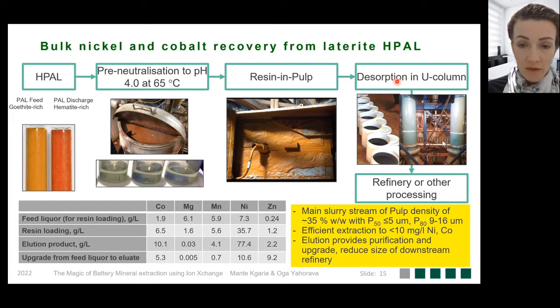So implementation of this technology allowed to improve the overall recovery of the nickel and cobalt, almost avoid the loss of the value metal into the residue, and also the size of the refinery circuit was much smaller if you will compare it with some of the alternative flow sheets which are currently in use.